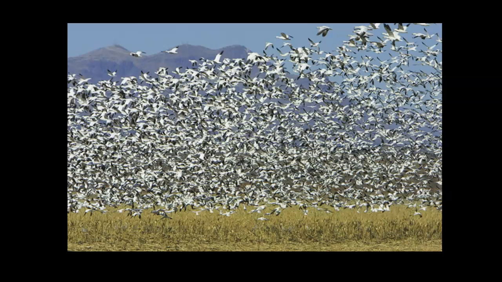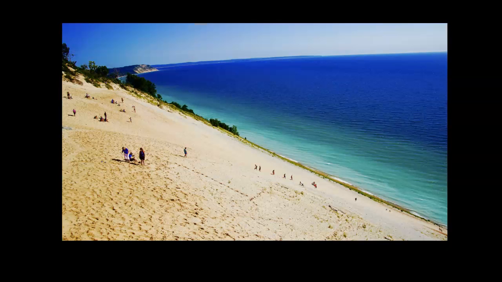There are a lot of grain fields that are planted to help keep some food available to these birds on their treks.